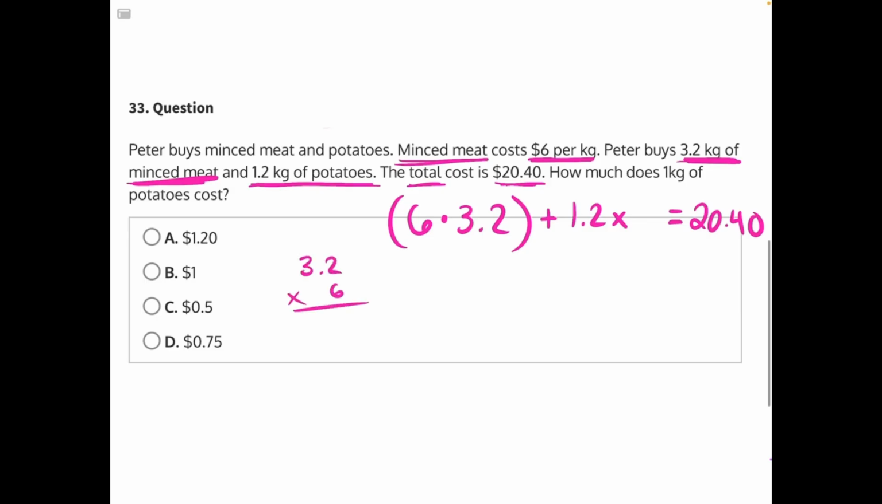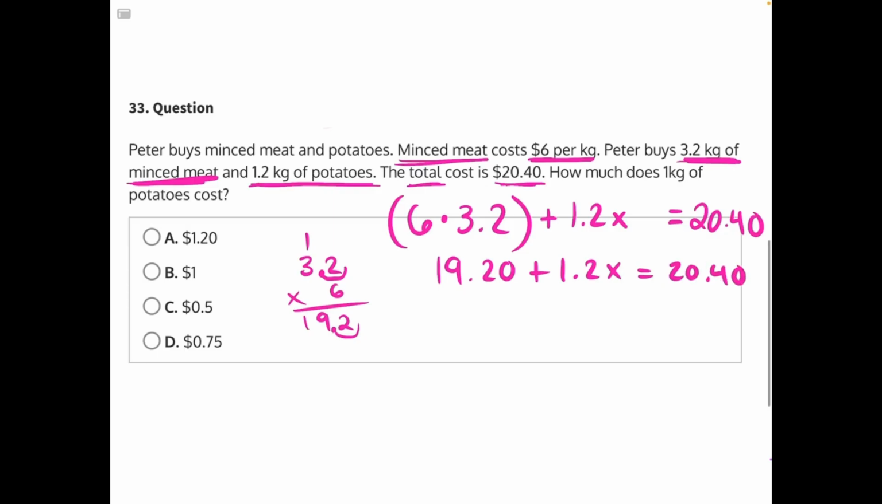6 times 2 would give us 12, carry the 1. 6 times 3 is 18, plus 1 is 19. Let's count the number of decimal places in our multiples to figure out the decimal place in our answer. We just have one decimal place in our multiples, so we need one decimal place in our answer. So this will be $19.20 plus 1.2 kilograms x equals our $20.40.